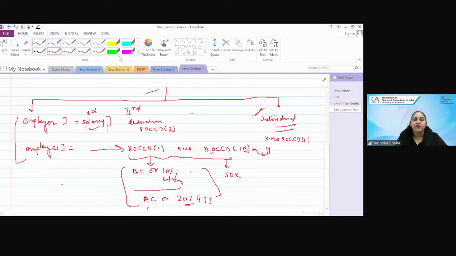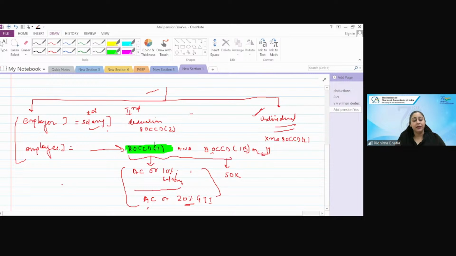So why was 1B introduced in the first place? As I told you at the beginning of the class, 80CCD subsection 1 gets combined with the total limit of 1,50,000 under 80C. So this scheme was not attractive, because that limit got exhausted anyway, and people were not keen to put money into the National Pension Scheme. Even if you got a deduction under 80CCD subsection 1, when it combined with your 80C, it was restricted to 1,50,000.